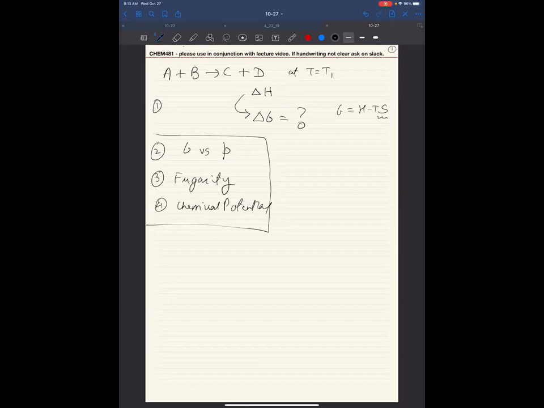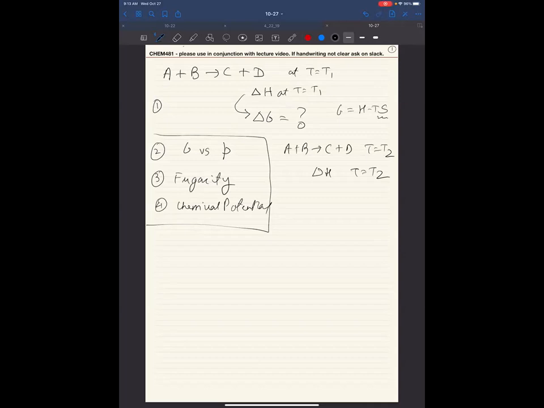Let's add some more information to it in order for it to work. Let's say you have delta H at T is equal to T1. And let's say you also were able to perform this reaction at some other temperature, T is equal to T2, and you were able to measure delta H at that T is equal to T2 also. Okay. So now, is there hope? Can we connect delta G with delta H? Maybe, right? We have some other information going on.